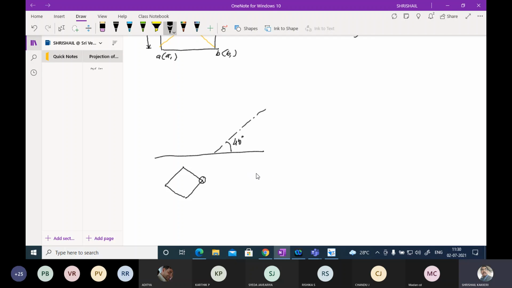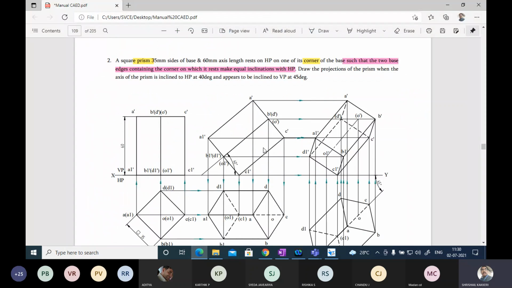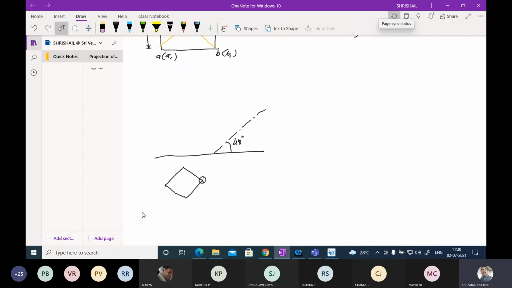And another thing they have given us: the axis is inclined at 40 degrees and it appears to be inclined at an angle of 45 degrees in the VP. The axis is inclined at 45 degrees. The height is 60 mm and the square prism is 30 mm. This is the whole problem given to me.